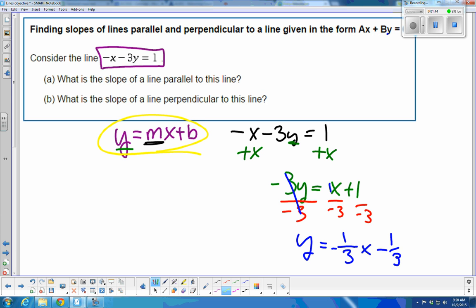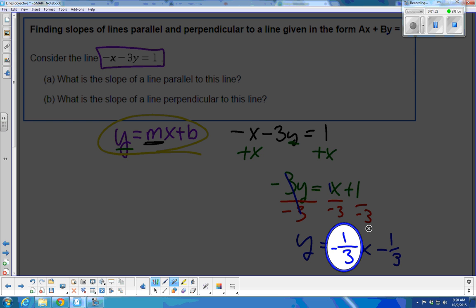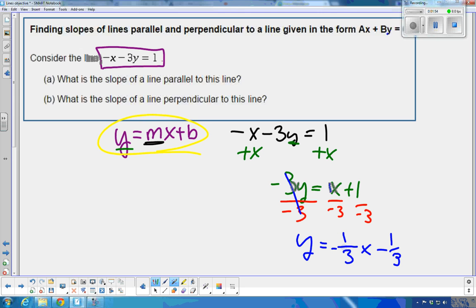Which is nice. So now I want to focus in on what the slope is. And the slope, remember, is this right here. That's your slope, okay? So that's what we want to focus on. So we're going to try to think about what a perpendicular and a parallel line with that slope would be. So my slope in this case is negative 1/3.